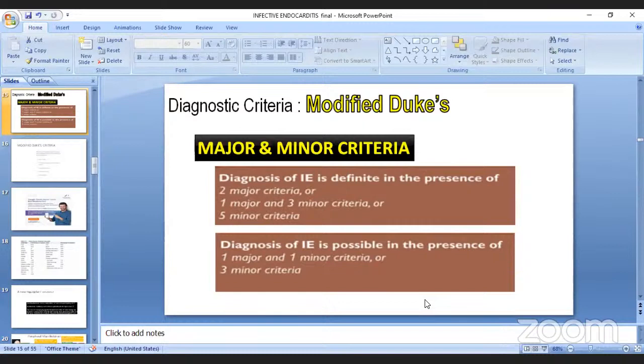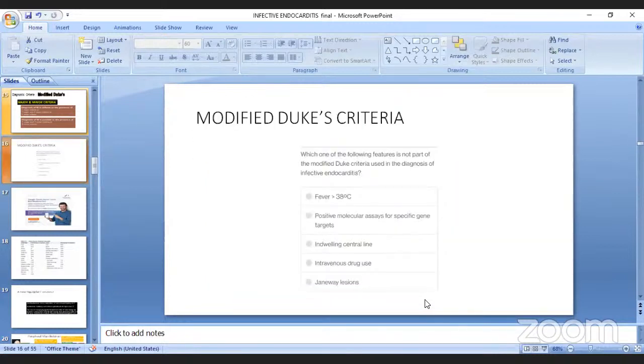But again, what are the ESC new guidelines telling us? They are saying that if even one major criterion and one minor criterion is present, or three minor criteria are present, then you should think of the possibility of infective endocarditis. Okay, which is again very important.